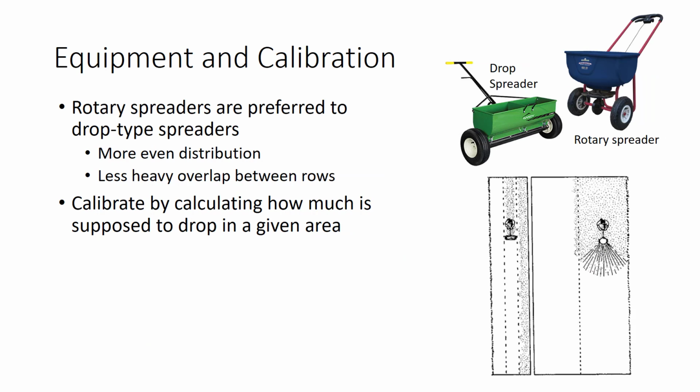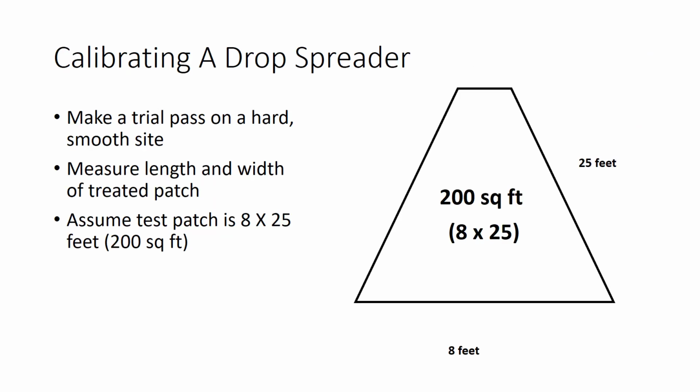The most common method for applying dry fertilizers in landscape settings is through rotary and drop spreaders. Rotary spreaders have a larger spread across the area, which provides more even distribution and less heavy overlap between the rows. Drop spreaders drop fertilizer right below the device. In order to calibrate these spreaders, you must determine their spread. You always want to calibrate your spreader, especially when you change fertilizers. The fertilizer tag will have a recommended setting for that spreader, but those settings may be off, and it may be applying too much or too little fertilizer.